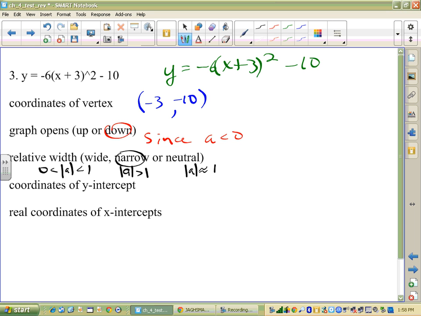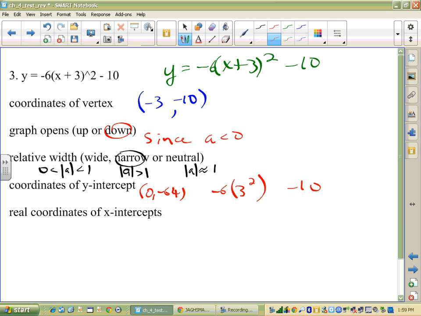The real coordinates of the y-intercept. That's going to take a little bit of time and effort. You could graph it, or you could take 3 squared times -6 and then subtract 10. So that's going to be -64. So it's 0, -64.